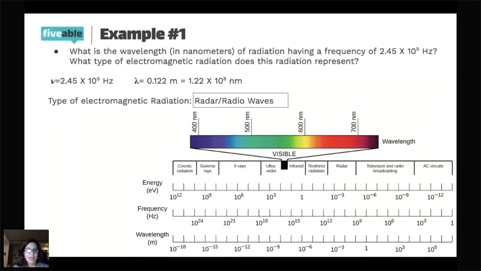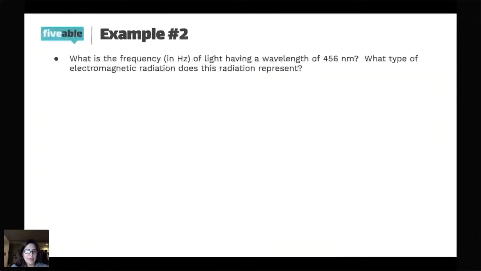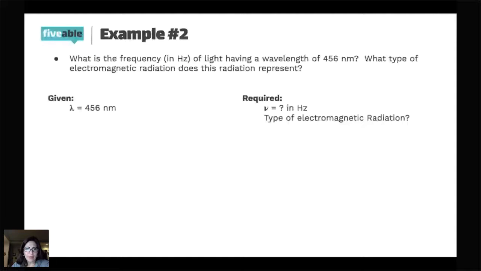Okay, let's try another problem. In this problem now, they're asking us for frequency. The frequency in hertz of light having a wavelength of 456 nanometers. And again, they ask us to locate the electromagnetic radiation on the spectrum. So we organize our data with given and required.